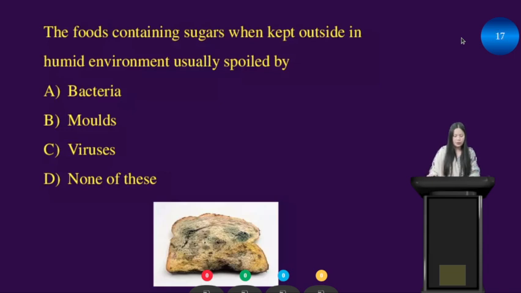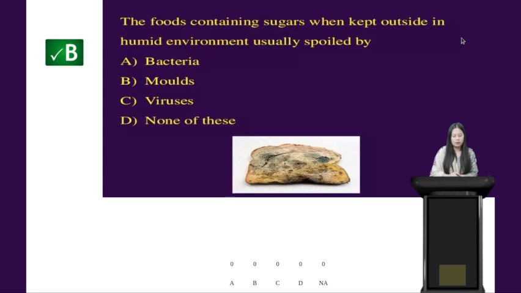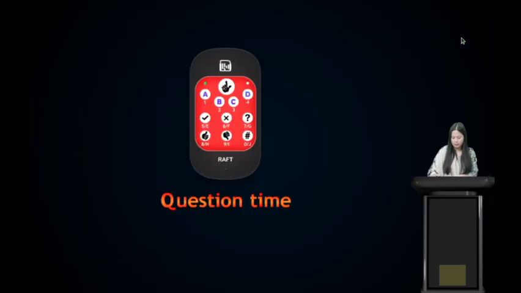The food containing sugars when kept outside in humid environment is usually spoiled by which of the following? Alright students, your time is up, and very good. The correct answer for this question is option B, that is molds. The food containing sugars when kept outside in humid environment is usually spoiled by molds. Alright students, let us proceed.